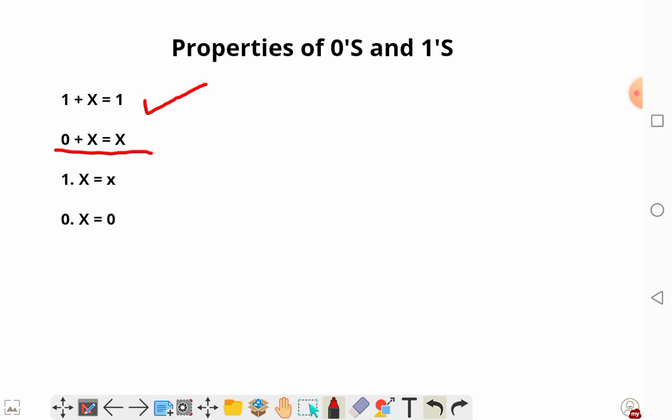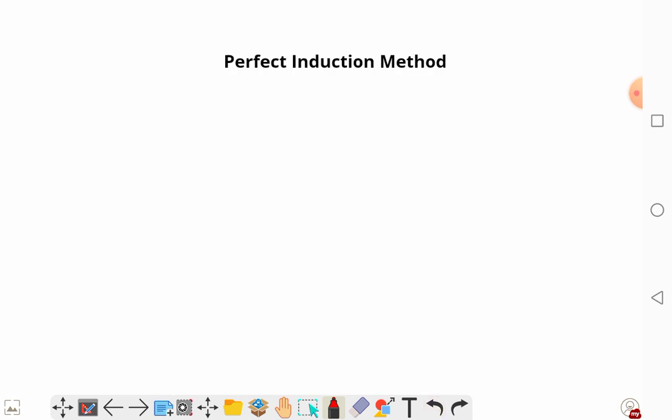Now we are going to solve the Boolean laws. How to solve the Boolean laws? By using the perfect induction method. What does this perfect induction method tell? We will apply all the possible values to a variable.